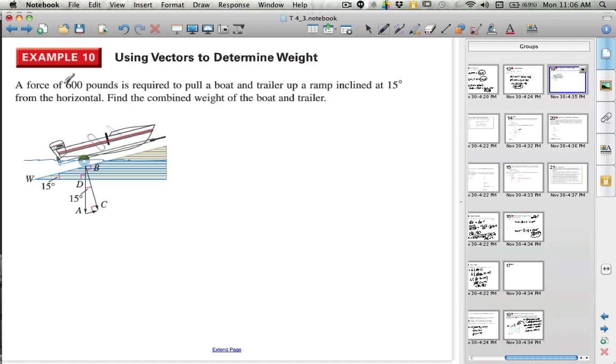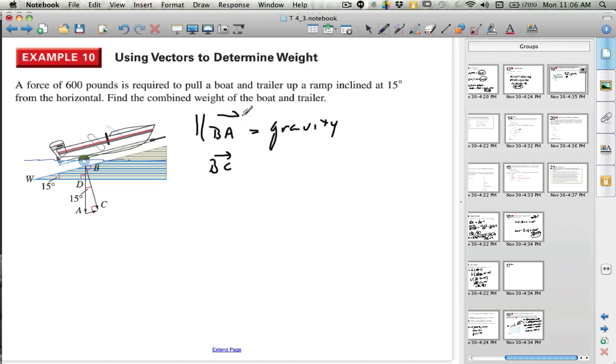If we want to work on this problem, we want to determine the weight of a boat and trailer. It takes a force of 600 pounds to pull the boat and trailer up a ramp inclined at 15 degrees from horizontal. We want to find the combined weight of the boat and trailer. So now we've got this other information here. You can see that the force of gravity here is BA. So the vector BA, that's the force of gravity. It's driving straight down through the boat. Now, the force that the boat is exerting on the ramp is this other vector. It's perpendicular to the incline of the ramp, so that's BC.